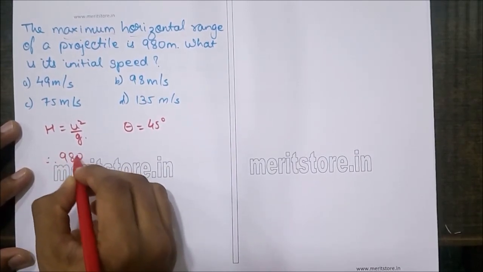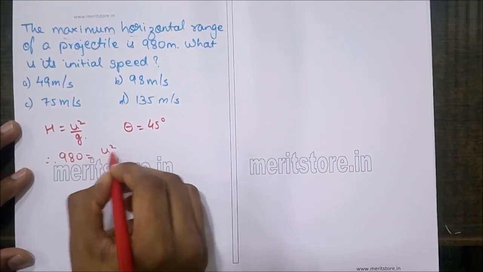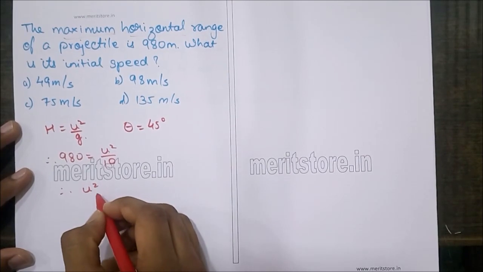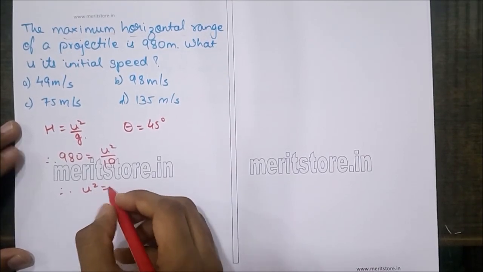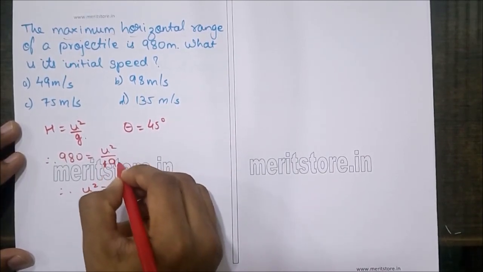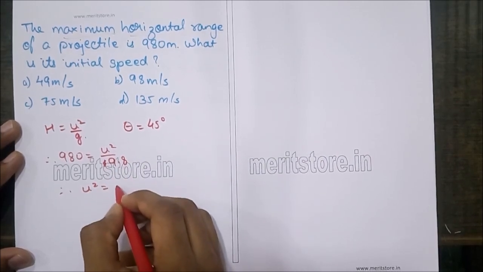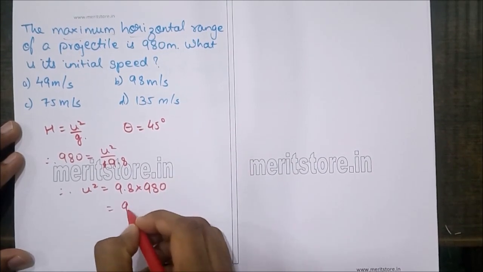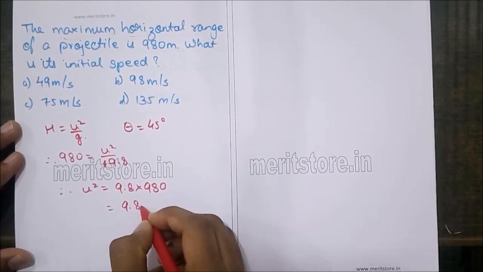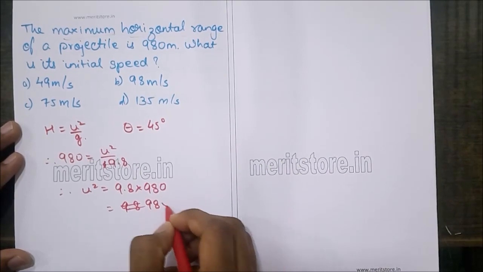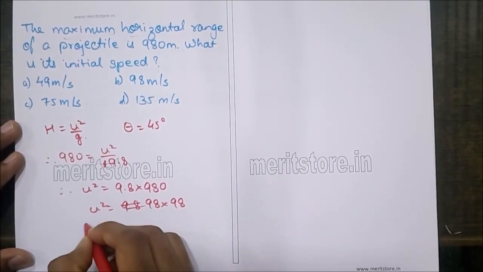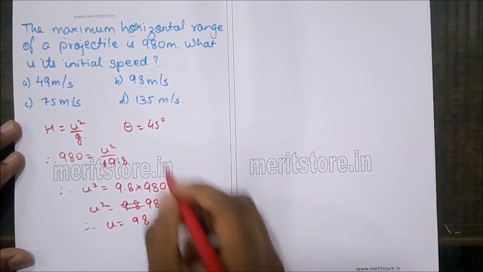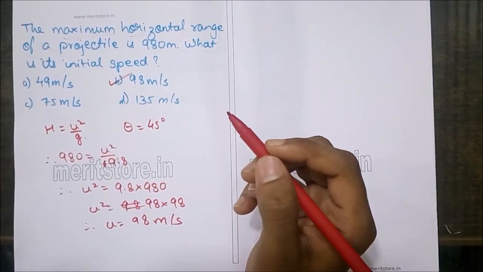So 980 is equal to u square upon g. Let's take g as 10. Or let's take it as 9.8 for simplification. Therefore, u square is equal to 9.8 into 980, which can be written as 98 into 98. Therefore, u is equal to 98 meters per second. Hence, option B is the correct answer.